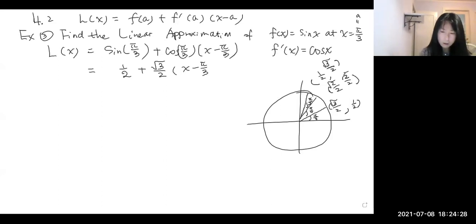Oh, did I make a mistake? No, it's still the same answer, but actually, no, it isn't. Cosine of pi over 3 is 1/2, right? Yes. But you have 1/2 for sine of pi over 3 and square root of 3 over 2 for cosine of pi over 3. Oh, yeah. Yes, right?